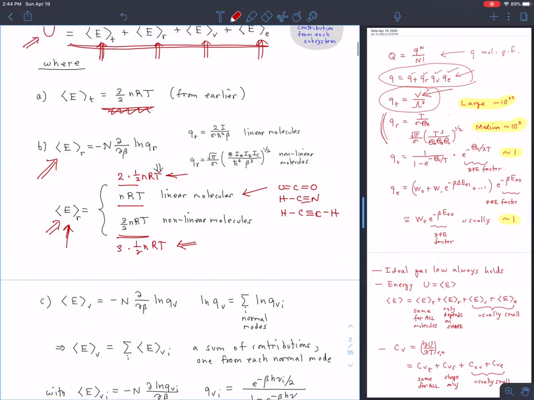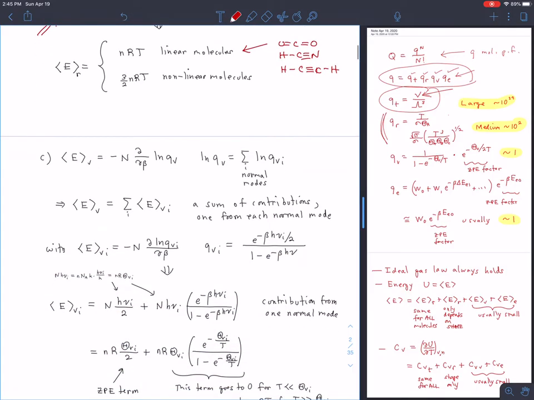It's just like this case up here for the translations. Doesn't depend on the mass of the molecules, doesn't depend on the moment of inertia of the molecules, doesn't depend on the bond lengths of the molecules, doesn't depend on anything except their shape. If it's linear, you get one case. If it's nonlinear, you get the other case, and that's the only thing it depends on. So the energy contribution due to rotations is another almost universal contribution to all ideal gases. That brings us to the vibrations.